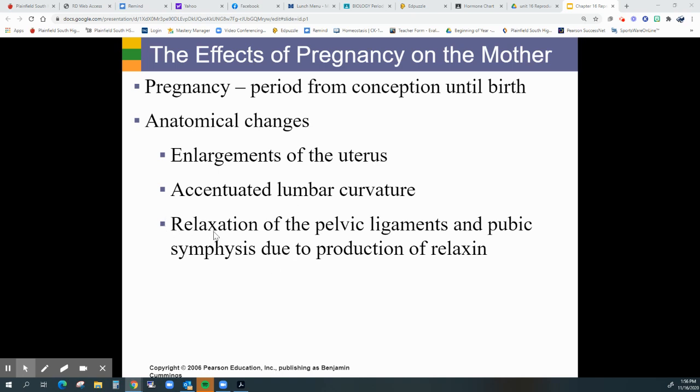And then we've talked about this before in the hormone unit, but you see a relaxation of the ligaments of both the pelvis as well as the pubic symphysis. That's the joint between the front of the pelvic bones. And this is due to the production of that hormone that we talked about during last unit called relaxin.